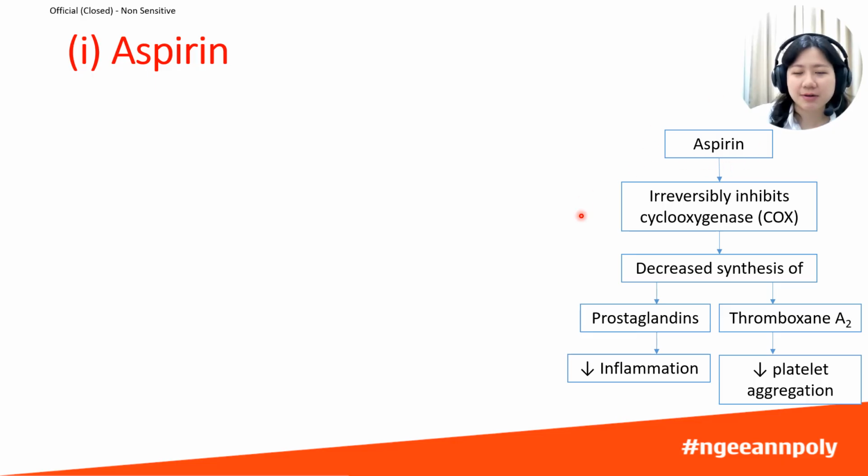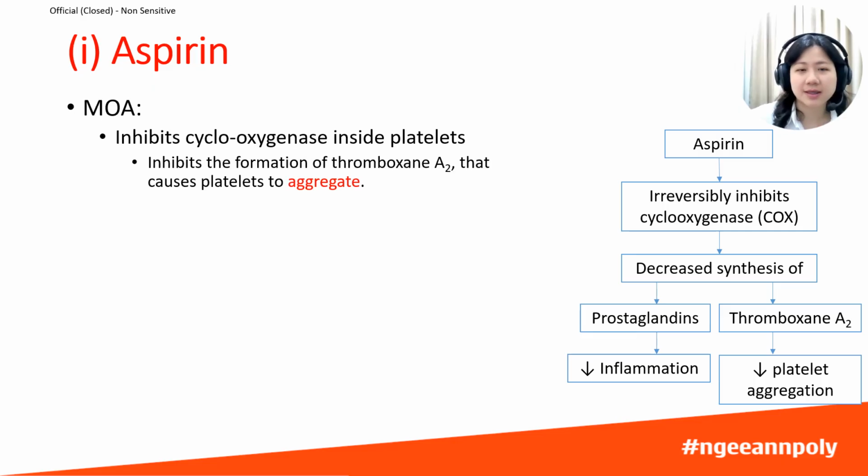Aspirin irreversibly inhibits the cyclooxygenase enzyme. This results in decreased synthesis of prostaglandins and thromboxane A2. The decrease in prostaglandins is responsible for its anti-inflammatory effect, and the decrease in thromboxane A2 will help to decrease platelet aggregation. So the mechanism of action for aspirin's antiplatelet action is that it inhibits the formation of thromboxane A2 that causes platelets to aggregate.